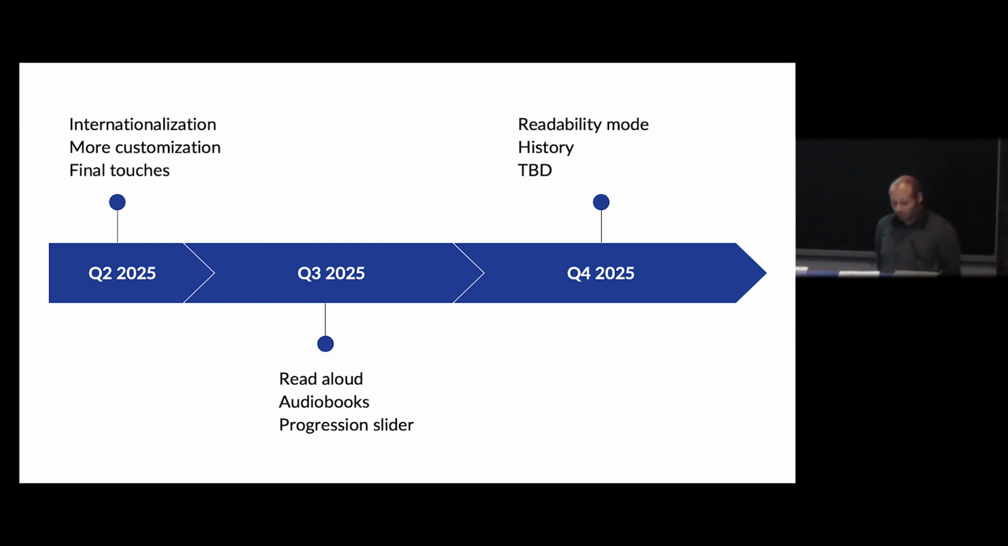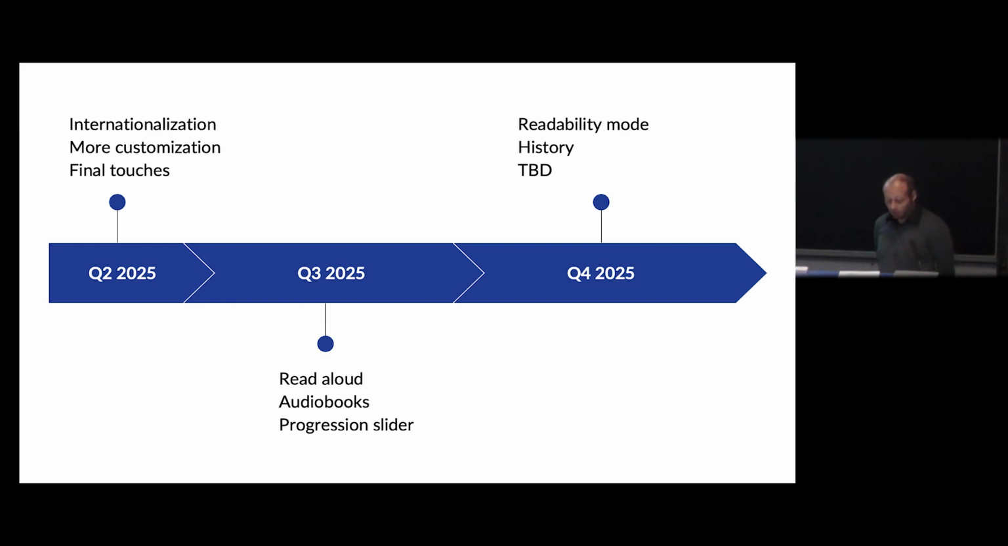So the roadmap: we want internationalization in version 1 because it's important. We have a lot of interest from different parties that are scattered throughout the world. We want some more customization, nothing major, but we want to have the final touches and some minor improvements to the React components as well.